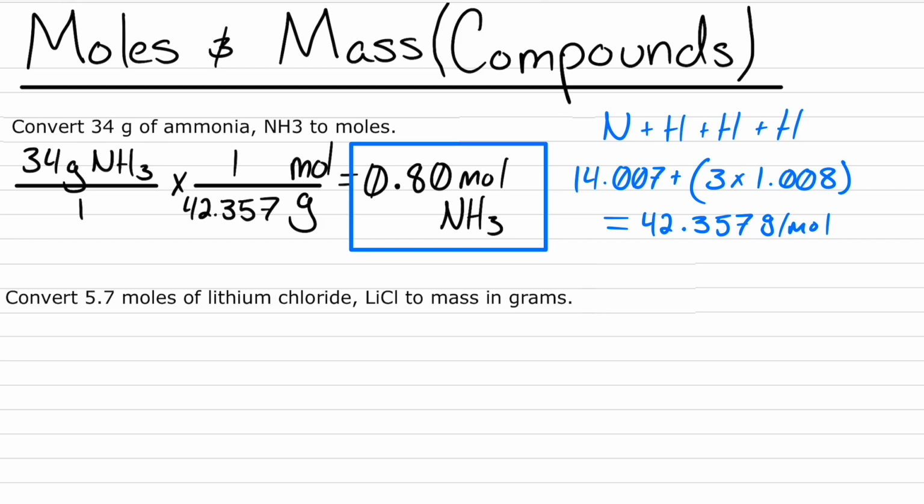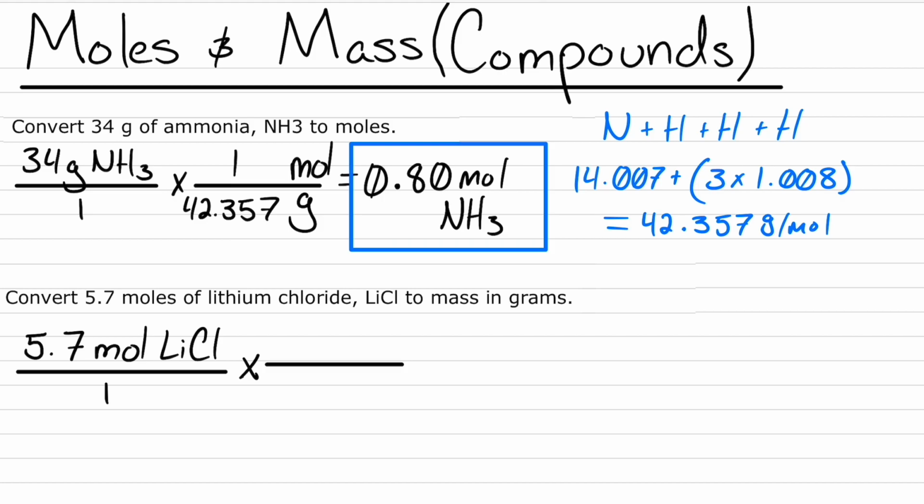Our next example says convert 5.7 moles of lithium chloride to mass in grams. So I'm going to start by writing down what I'm given. 5.7 moles of lithium chloride. Put that over 1. And then we need to multiply it by our conversion factor. Again, the conversion factor for moles and mass is molar mass.